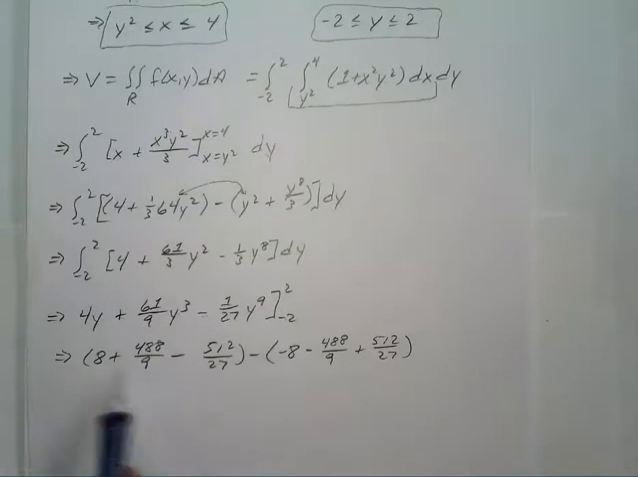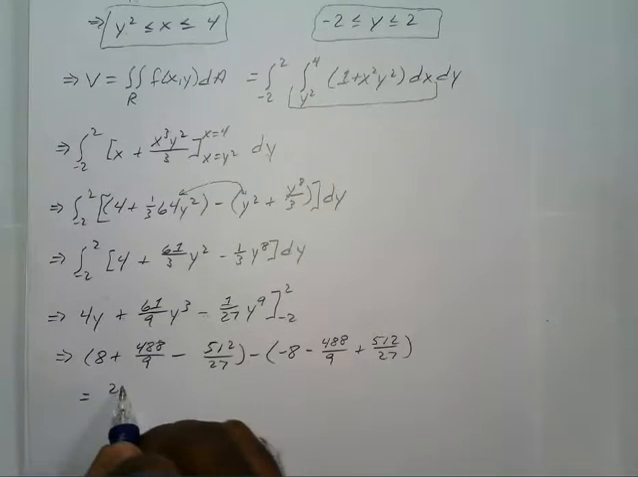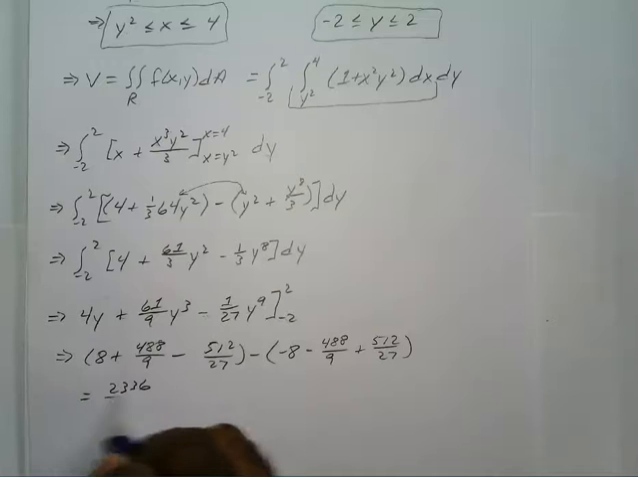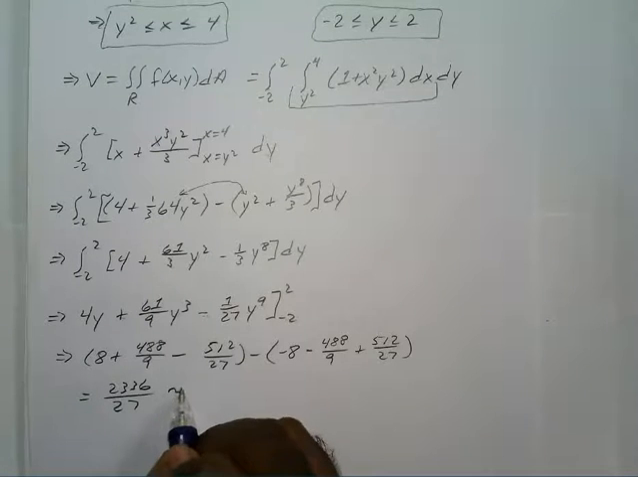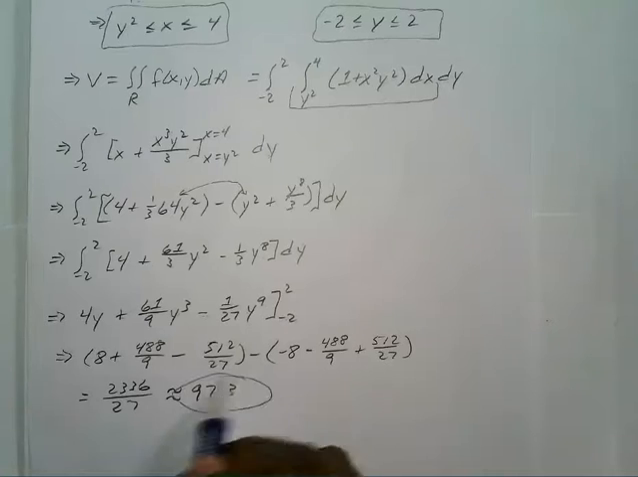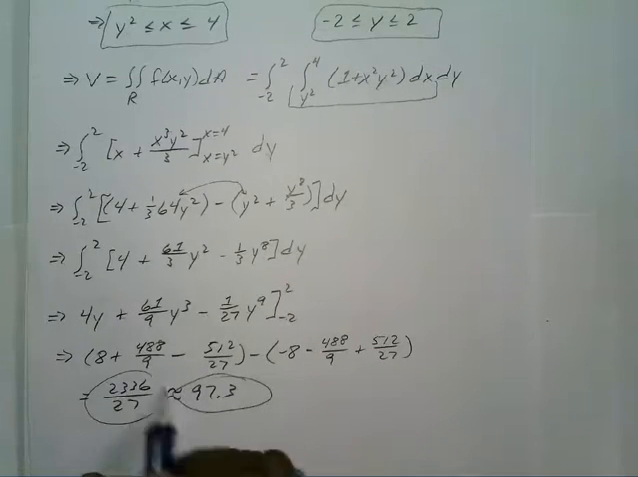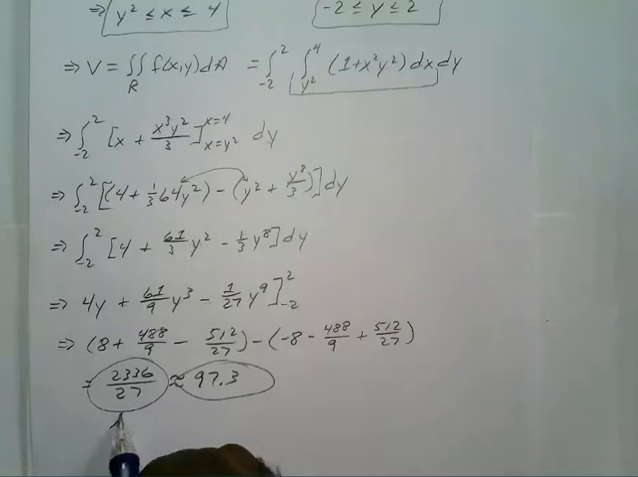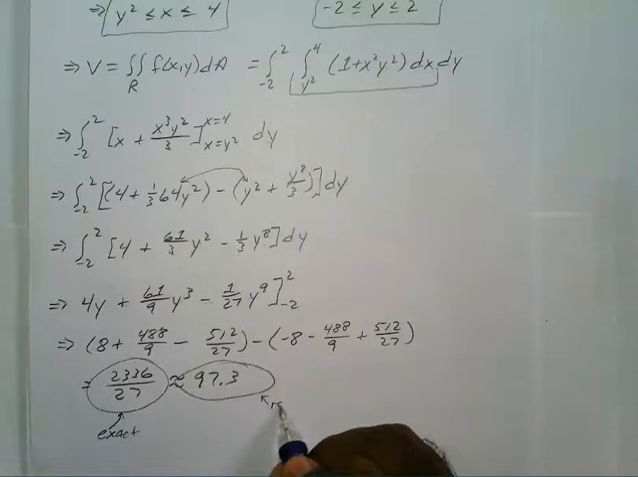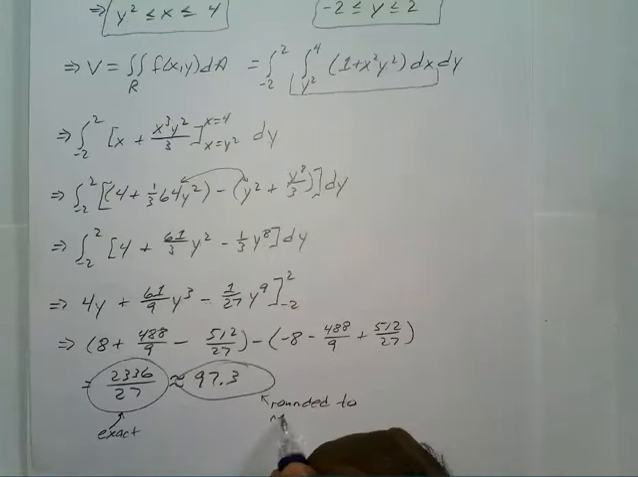If we combine all of our terms, we end up with 2,336 over 27, which rounds to about 97.3 if we round to the nearest 10th. So you have your exact answer here, and you're rounded to the nearest 10th.